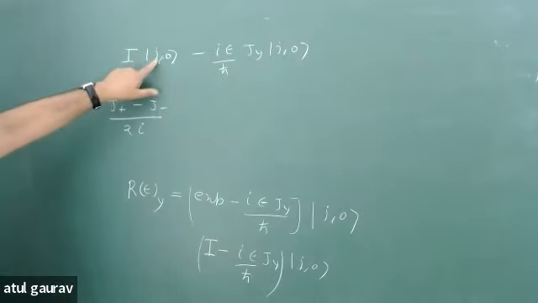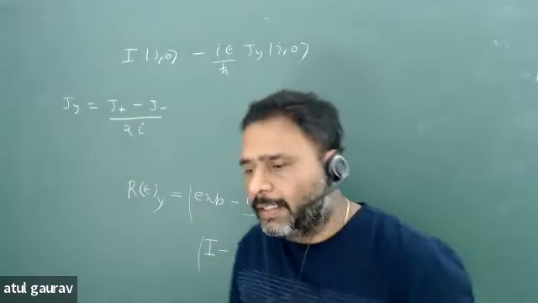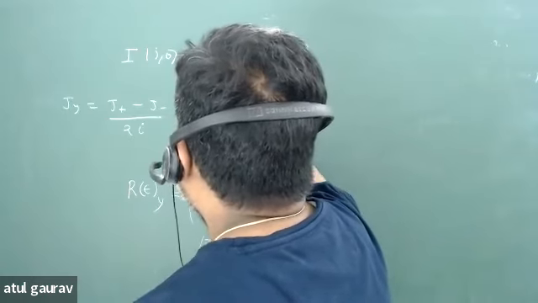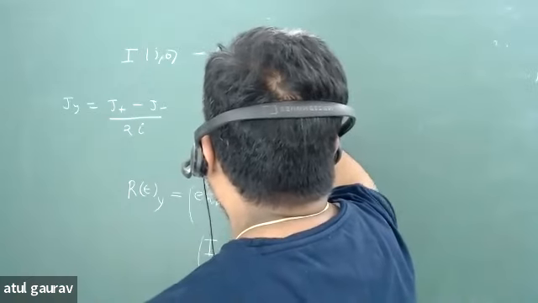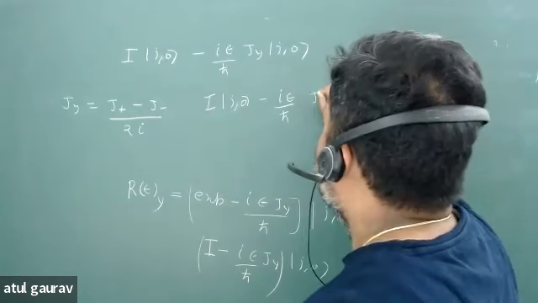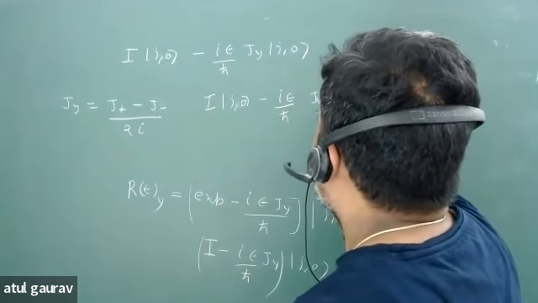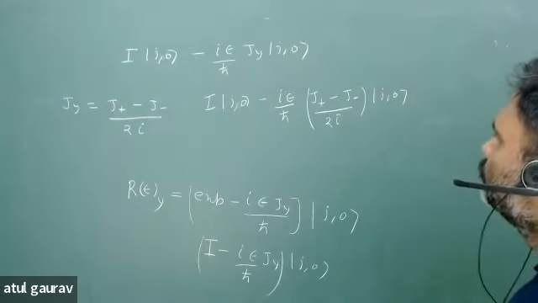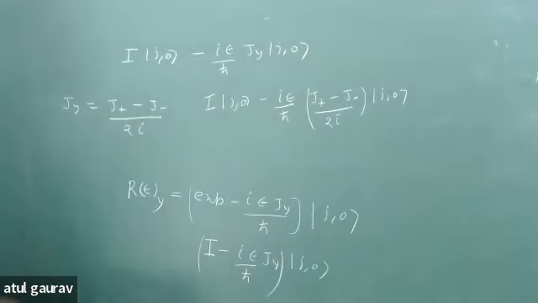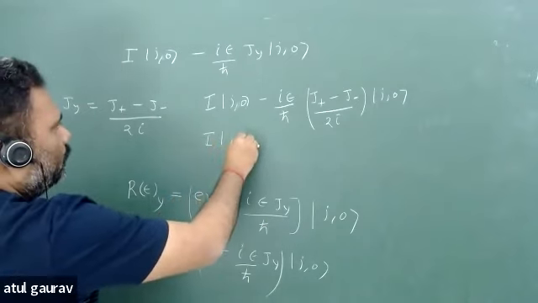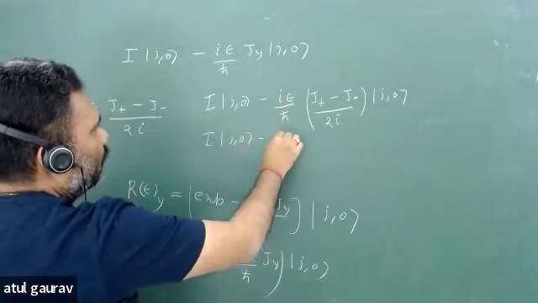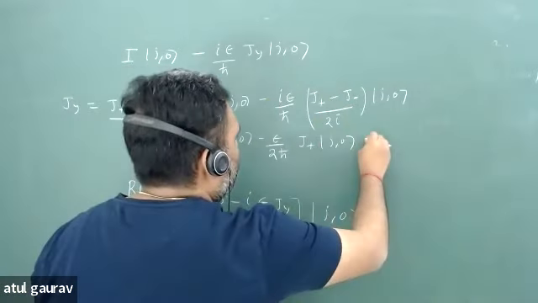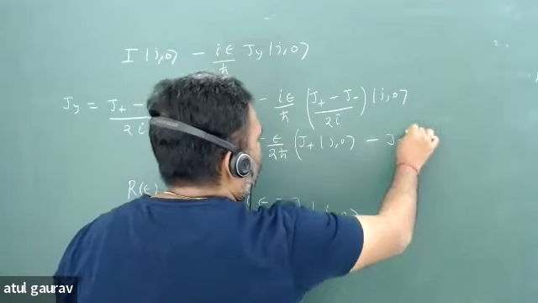So the identity will operate on J0, and J0 will remain J0, because the nature of the identity operator is that it will just give you the same thing. But we have to work on this one. And now I can write J0 minus i epsilon upon h cut, and this thing is written as J plus minus J minus by 2i, operating on J0. Isn't it? And now you have i, and this i cancels out. So we have minus epsilon upon 2 h cut, J plus J0, and this minus minus is plus, or you can write this, we will do the minus later, J minus J0.